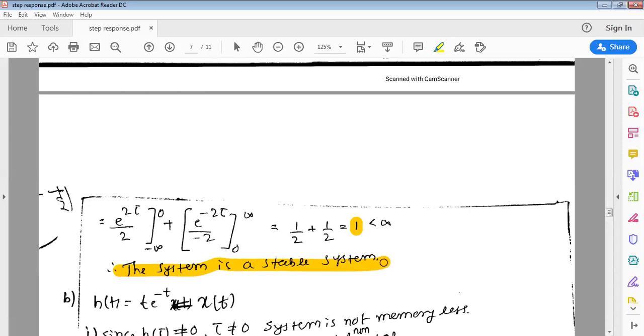So we have tested the system for all the three properties. Any doubt till now?